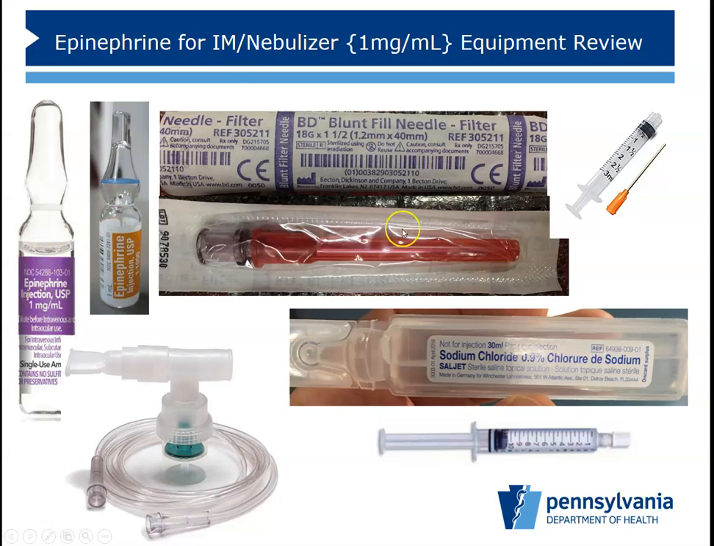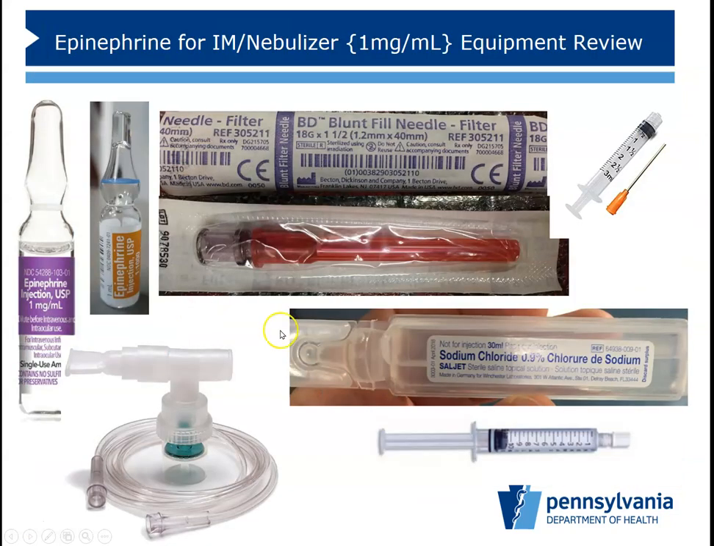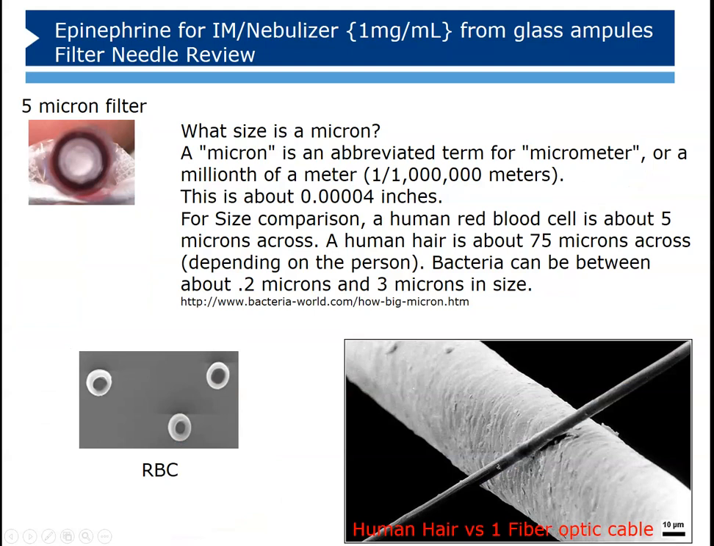We're going to need a blunt fill needle as well as another needle to go along with it. You can utilize one of these hypodermics as well to inject the fluid as we draw it out and put it into our nebulizer chamber. All right, and then along with 4 mLs of normal saline into our nebulizer chamber.